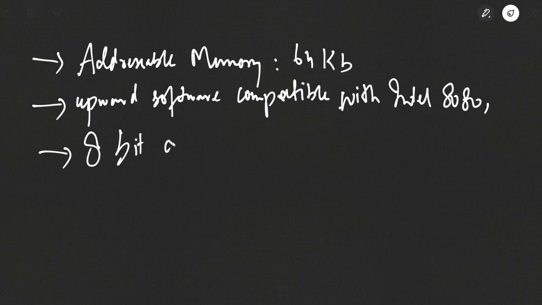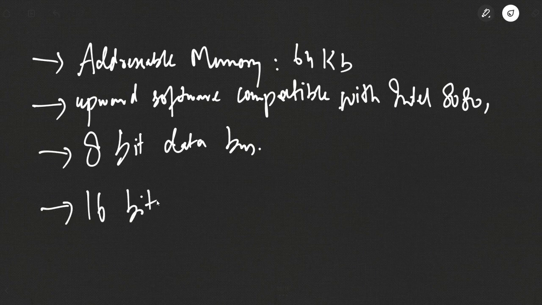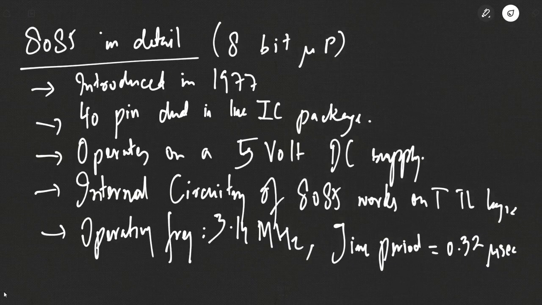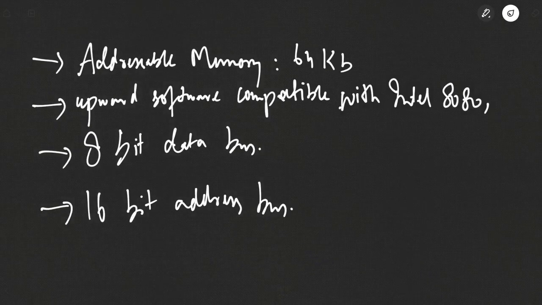And as I also said the last time, it has an 8-bit data bus because it can process 8 bits of data at the same time, but it has a 16-bit address bus. So the address of any of the interfaces is basically a 16-bit digit rather than an 8-bit digit. So the address bus has to be 16-bit. So these are some of the features of Intel 8085. It was introduced in 1977. It is an IC which has 40 pins, dual inline package. It operates on a 5-volt DC supply. The internal circuitry runs on TTL logic. The operating frequency is 3.14 megahertz. Addressable memory is 64 kilobytes. It's upward software compatible with 8080. It has an 8-bit data bus and a 16-bit address bus.